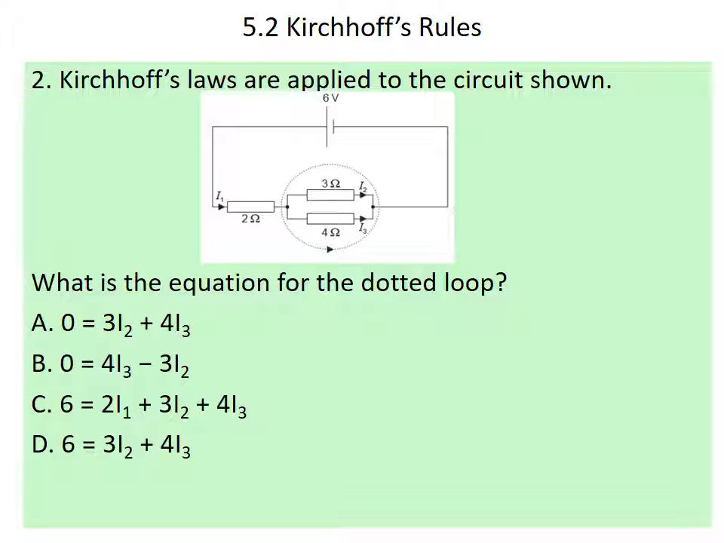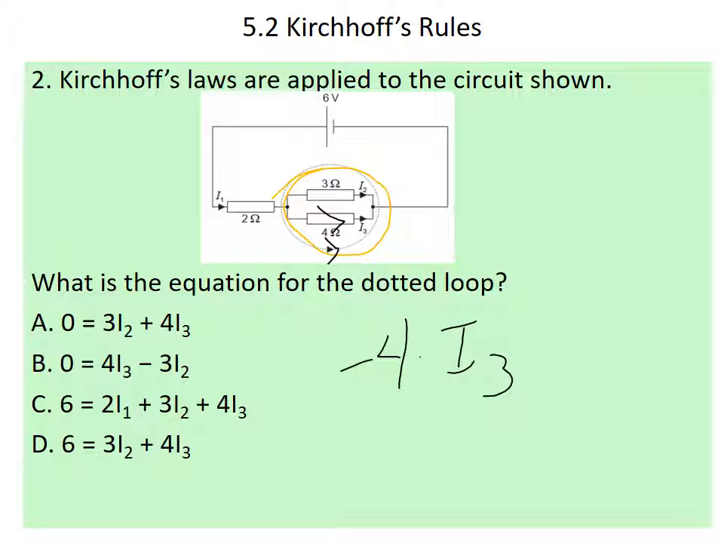Everything within here is contained within the dotted loop and faces the dotted loop, so we will look at the voltages gained or dropped through these two resistors. I can see that for the 4 ohm resistor, the loop direction points to the right and the current I3 points to the right. So for the 4 ohm resistor, that would make it negative. That's a negative drop. So 4 times I3, that's negative.